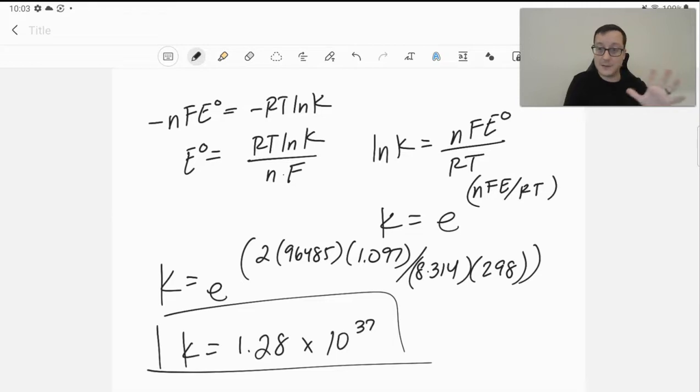All right, so that's it for this week. We'll leave it here. Next week, we'll take a look at incorporating non-standard potentials, meaning things that are not at 1 molar and 1 atmosphere of everything, or maybe a different temperature. So we can mess with all that next week.